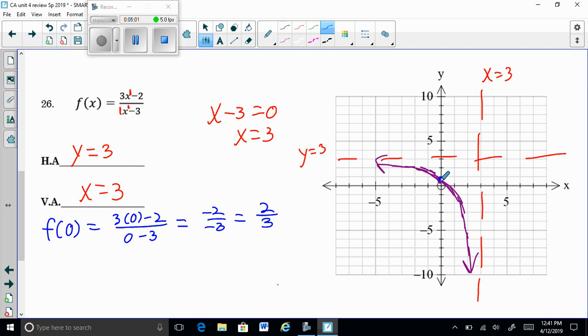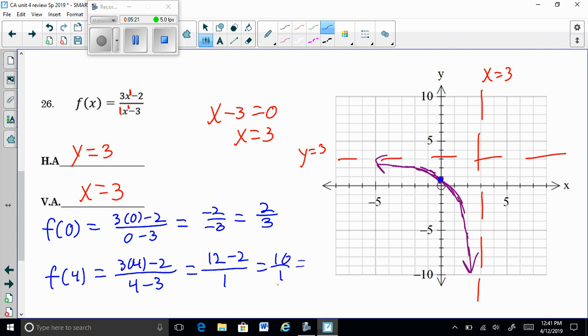Now let's try f of 4. 3 times 4, take away 2, all over 4 minus 3. So we get 12, take away 2 over 1. 10 over 1 is 10. We end up kind of high up here at 10, and that's fine, not a big deal. So then when you draw your graph, just kind of curve it down going towards the asymptote like so, and that should be fine right there.